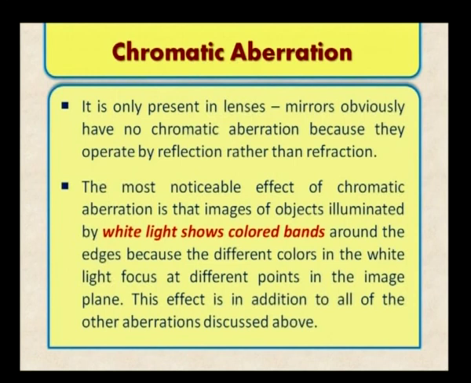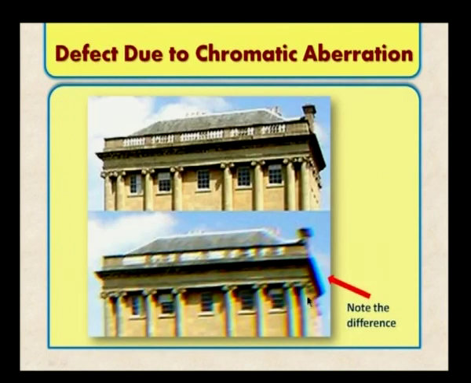Okay. So, this chromatic aberration is only present in lenses. Mirrors obviously have no chromatic aberration, because they operate by reflection rather than refraction. The most noticeable effect of chromatic aberration is that images of objects illuminated by white light show colored bands around the edges, because the different colors in the white light are getting focused at different points in the image plane. This effect is in addition to all the other aberrations.